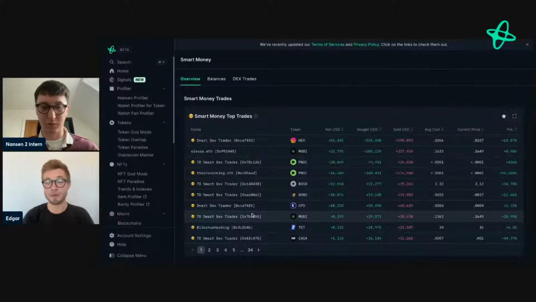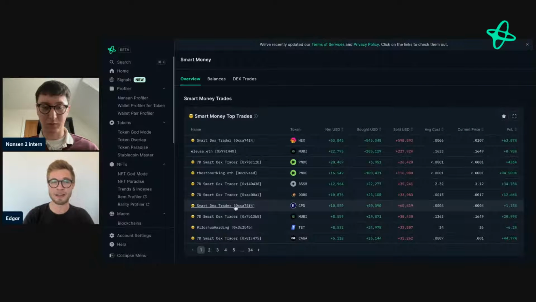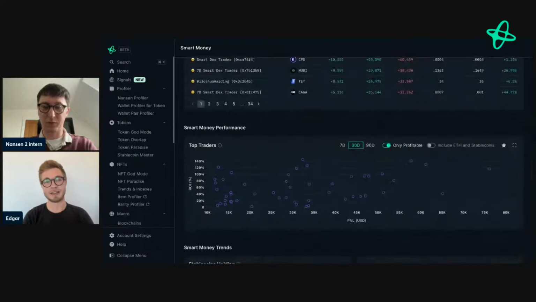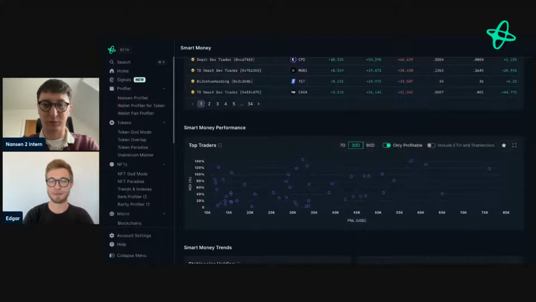Someone can be a 7-day, 30-day, and 90-day smart DEX trader, which means that in all of those time periods, they have managed to capture good trades. So these are the strong wallets to follow.